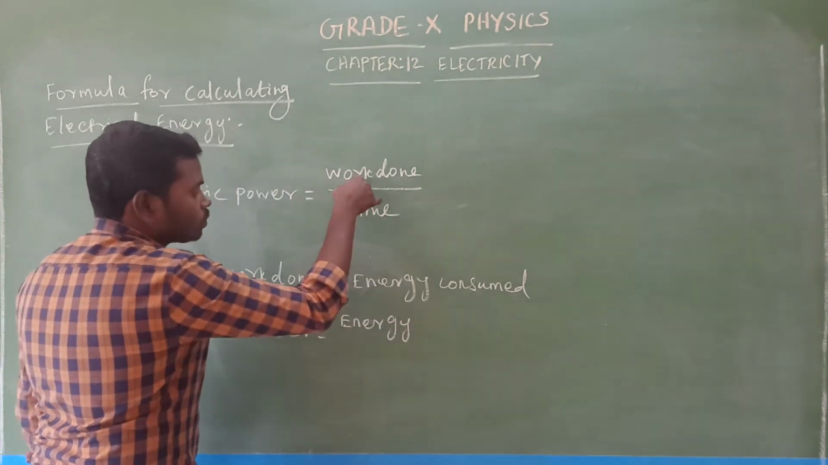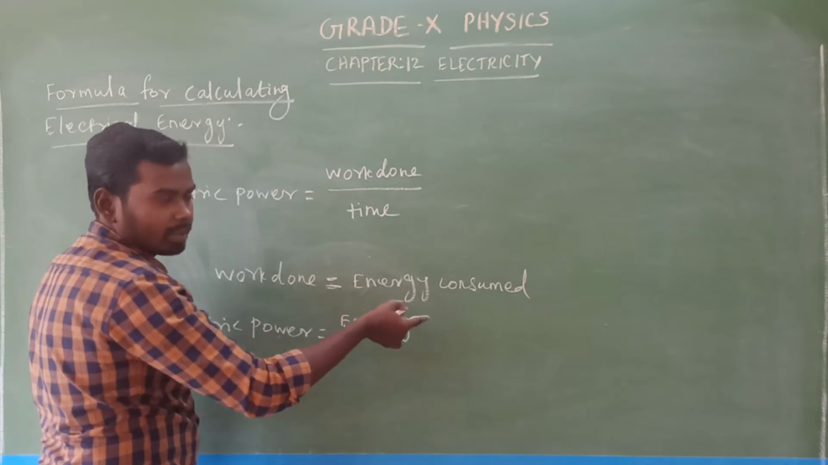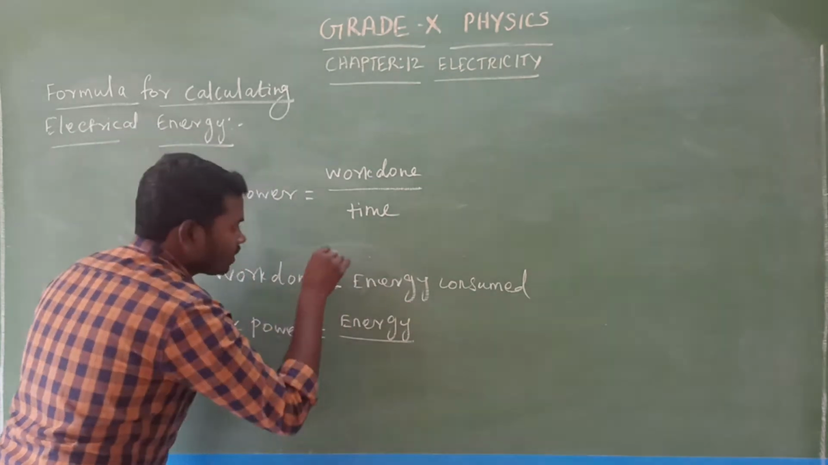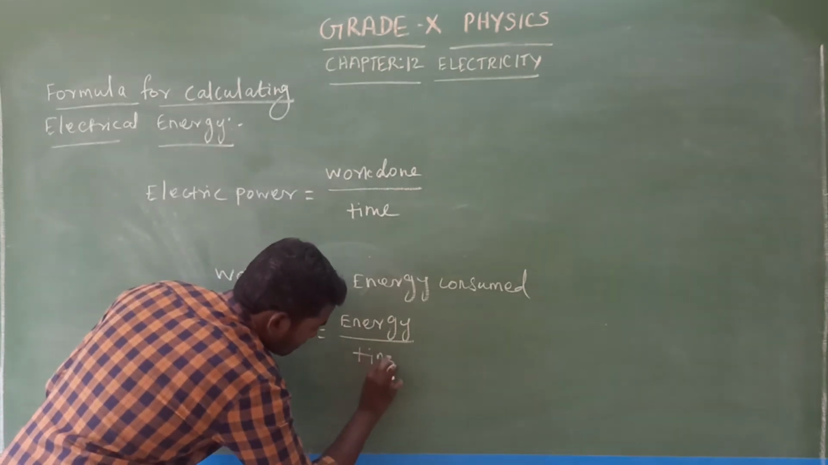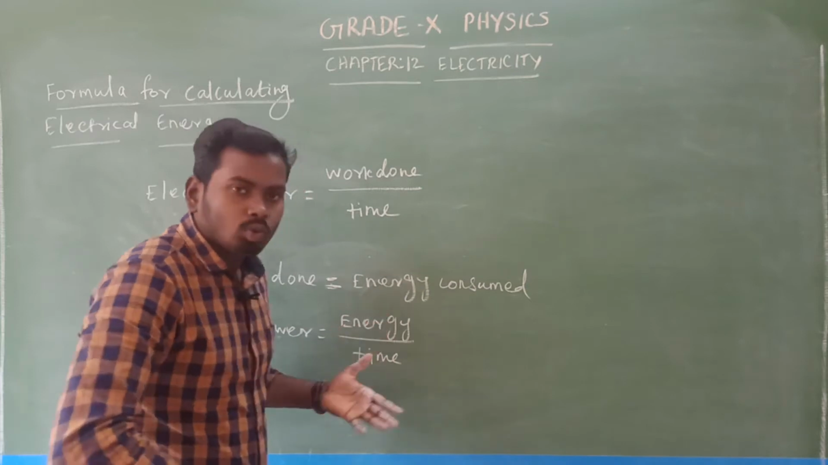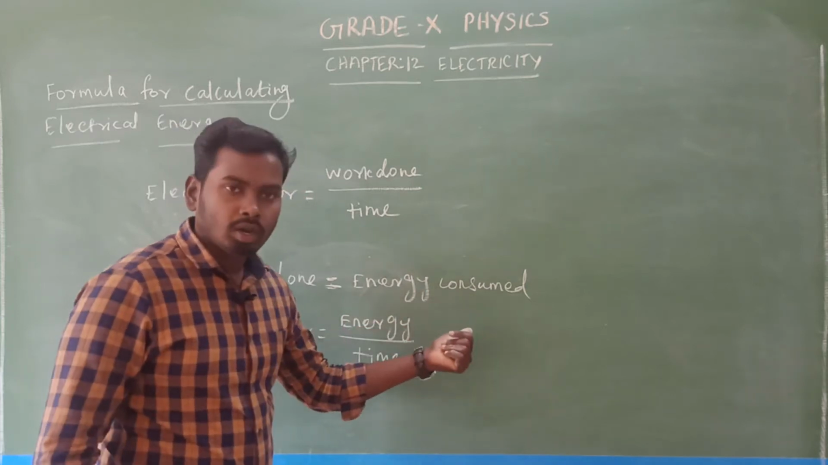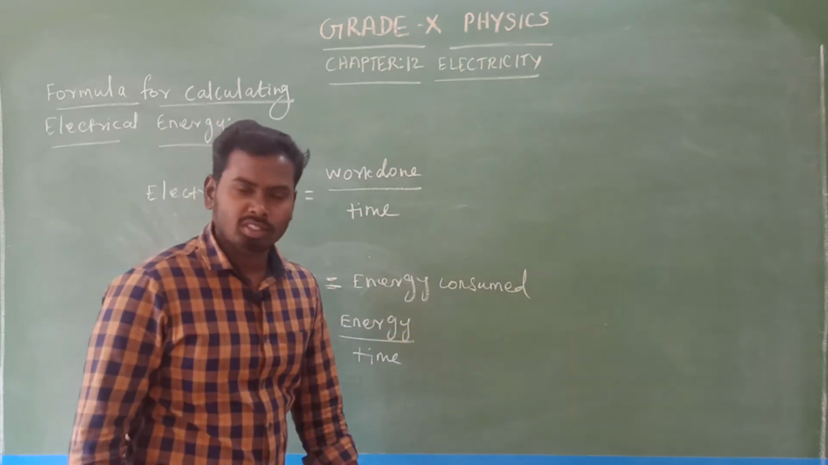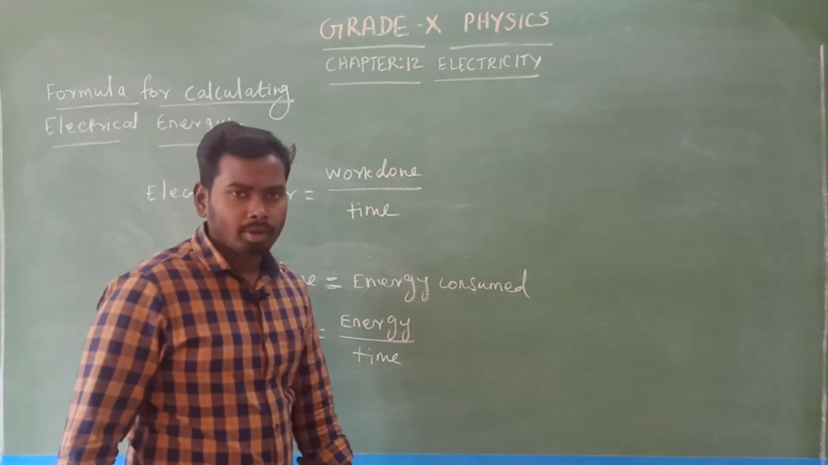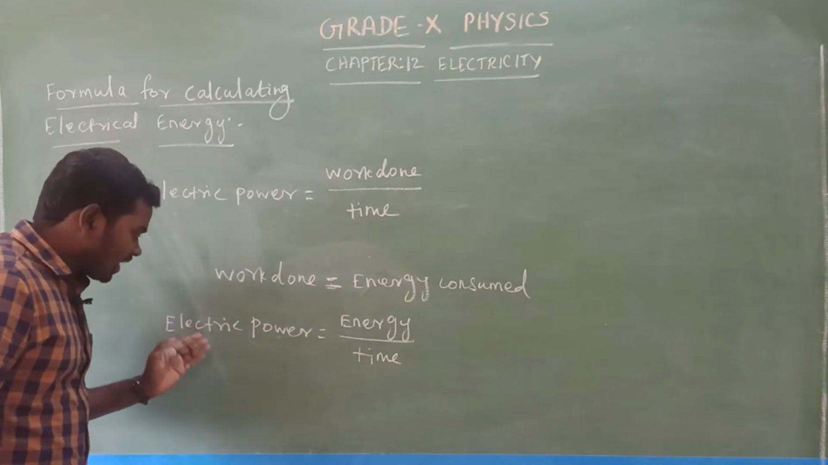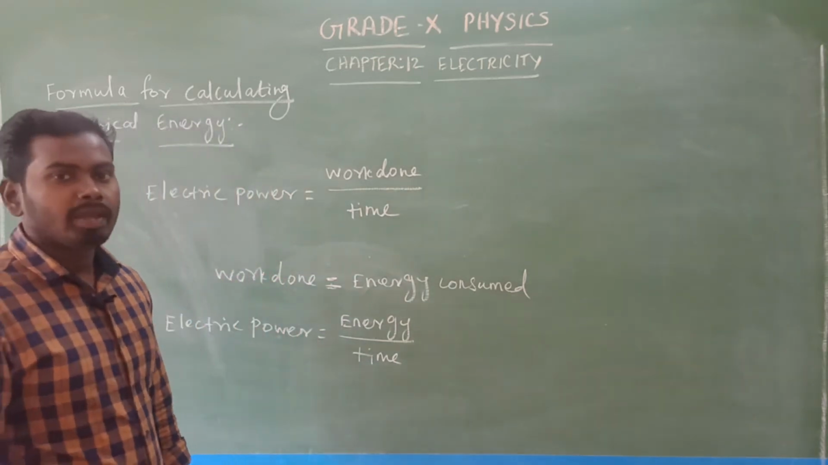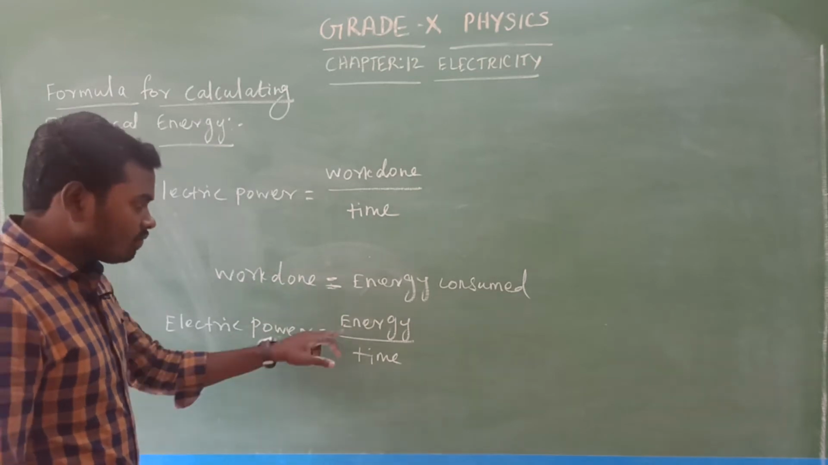Instead of work done, we can write energy, because work done is equal to energy. So energy divided by time. Energy consumed or energy, both are the same. No need to mention the full phrase "energy consumed" every time; we can just write energy. And for electric power, we can just write power. So electric power is equal to energy divided by time. Is it clear? Yes. We need only energy.